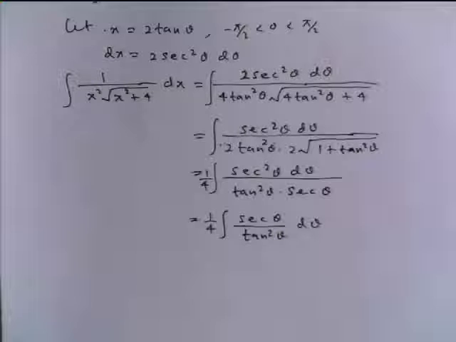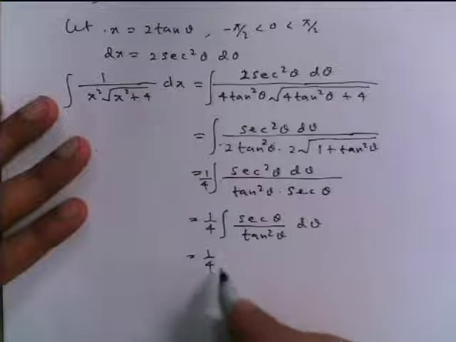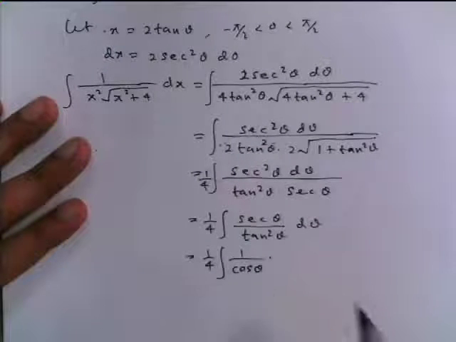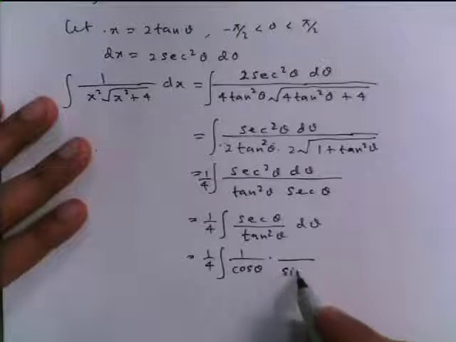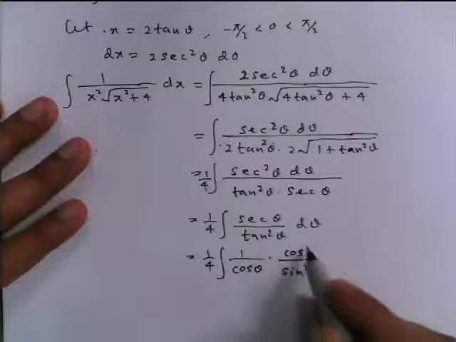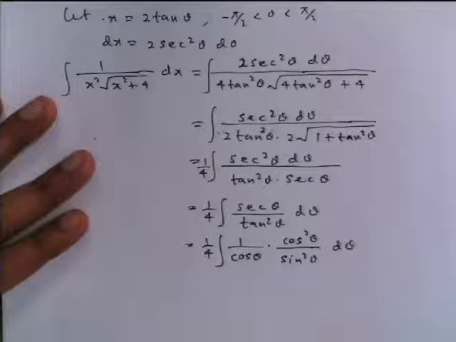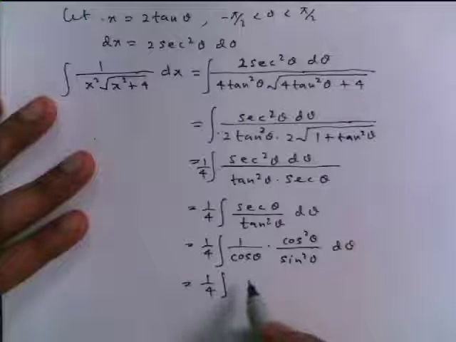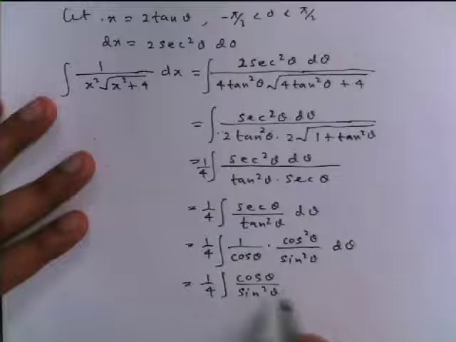Okay, and what we can do is rewrite all of those trig functions using sine and cosine. So let's do that. If you do that, what is secant theta? 1 over cosine theta. What is tan theta? Sin theta over cosine. So this becomes sin squared theta, cosine squared theta on top. Is that right? So 1 over cosine gets cancelled. You're going to get 1/4. What do you get? Cosine theta over sin squared theta d theta.